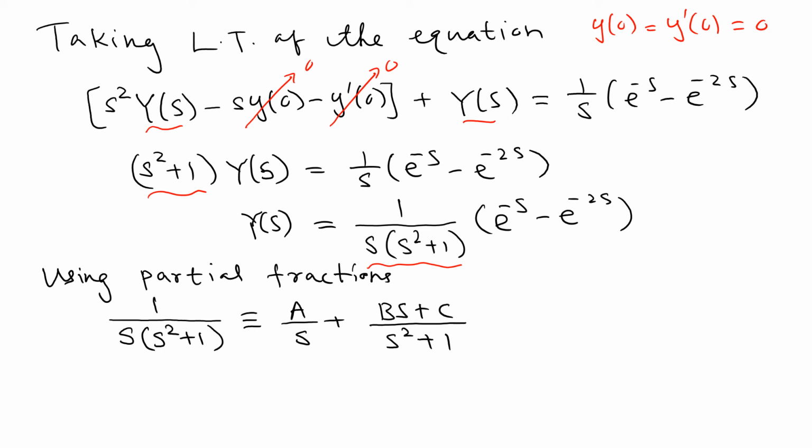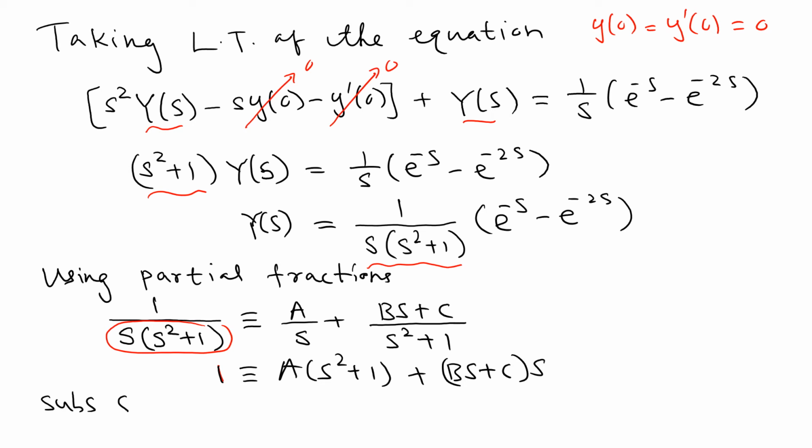To find A, B, C, there are three unknowns. We use the hybrid method. So we can use the substitution first. Actually, what we do is multiply by this factor on both sides. So we can write it like that now. So we get 1 identically equal to A times s squared plus 1 plus Bs plus C times s. And you can see when you plug in s equals 0, you can get A. So if you substitute s equals 0, you get 1 equals A, or in other words, A equals 1.